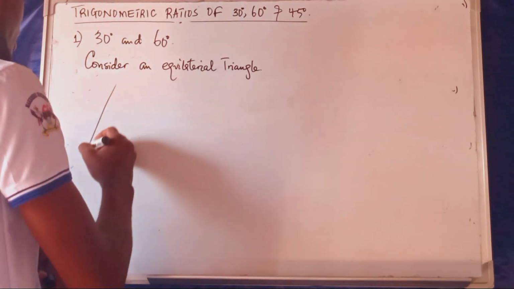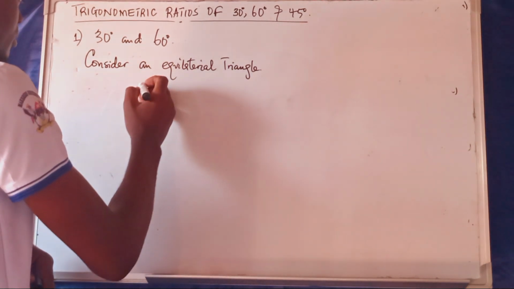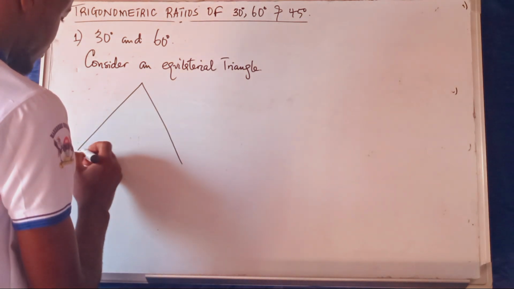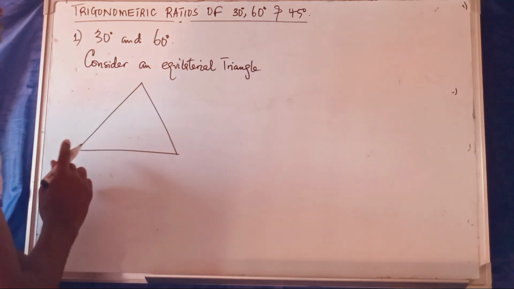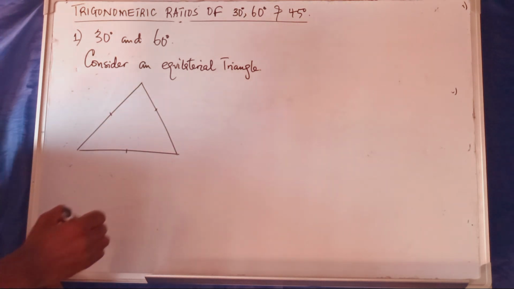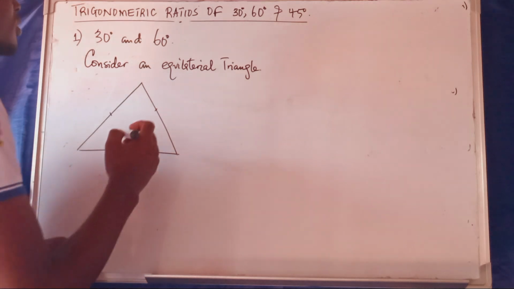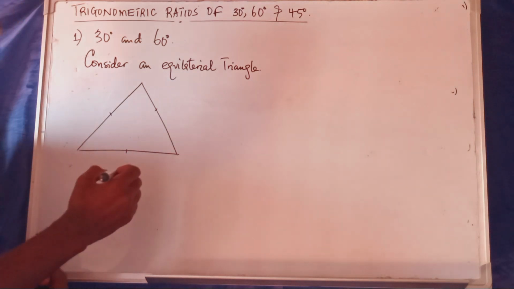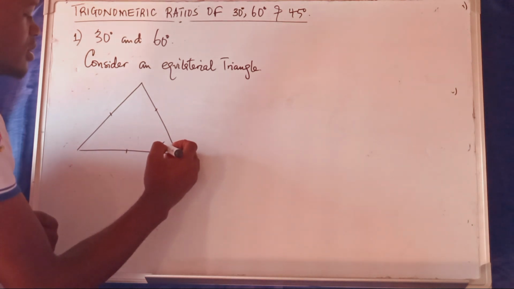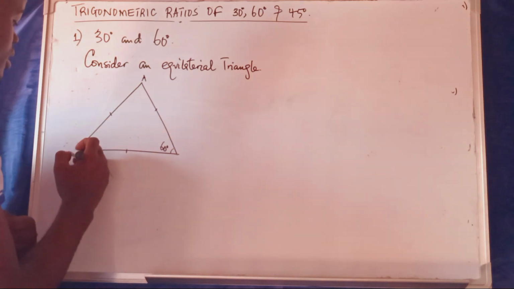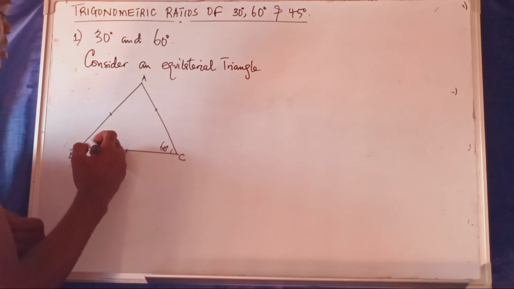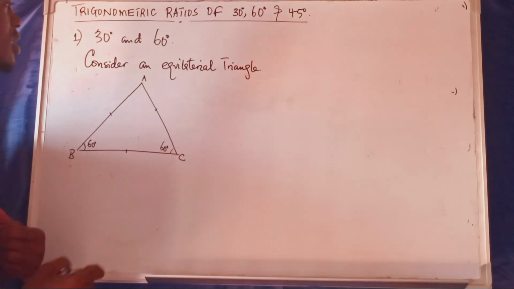I can draw one here. Let me try to draw it like this. If this is my equilateral triangle, all sides are equal, and we know this is angle 60. I can call this triangle ABC. So this angle is also 60.